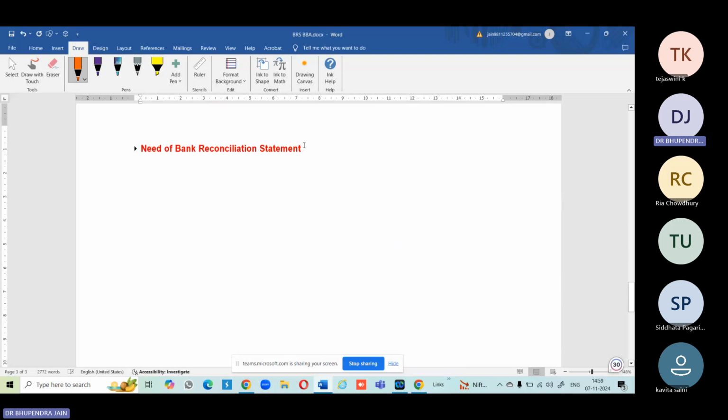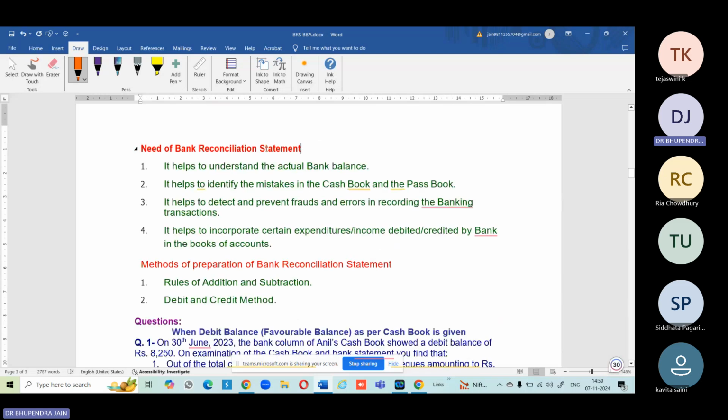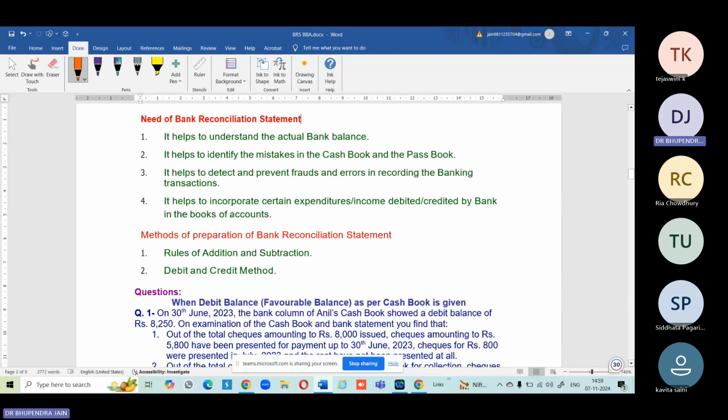Why do we have to prepare the bank reconciliation statement, and what is the need of the bank reconciliation statement? It helps to understand the actual bank balance. It helps to identify mistakes in the cash book as well as the passbook. It helps to detect and prevent fraud and error in recording banking transactions. And it helps to incorporate certain expenditure or income debited or credited by the bank in the books of account.